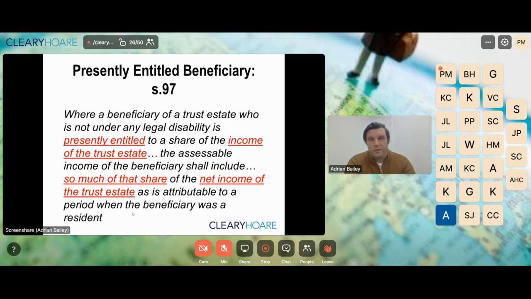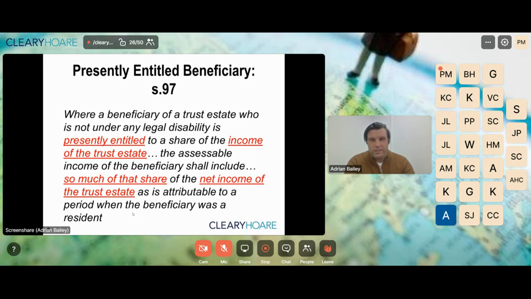So obviously one of the first things in relation to this is dealing with beneficiaries who are not under a legal disability. So it's not dealing with minors or people who can't legally receive the distribution. It's really dealing with your run-of-the-mill distributions from trusts, and it's how trust beneficiaries are taxed. So the core concepts and core phrases that we're going to examine are this concept of presently entitled, what that means, and what income of the trust estate has been found to be. That phrase, so much of that share, there's been a lot of court matters in relation to actually what that means. And net income of the trust estate.